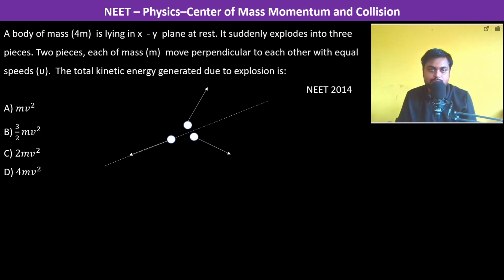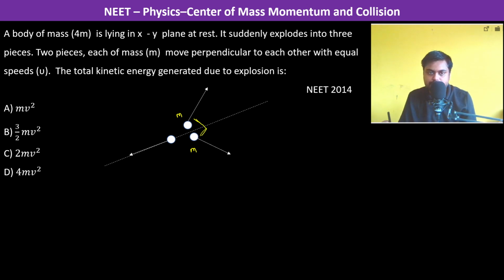A body of mass 4m lying in the xy plane at rest suddenly explodes into three pieces, two pieces each of mass m. So this is mass m, this is mass m. They move perpendicular to each other. So this angle is 90 degrees.